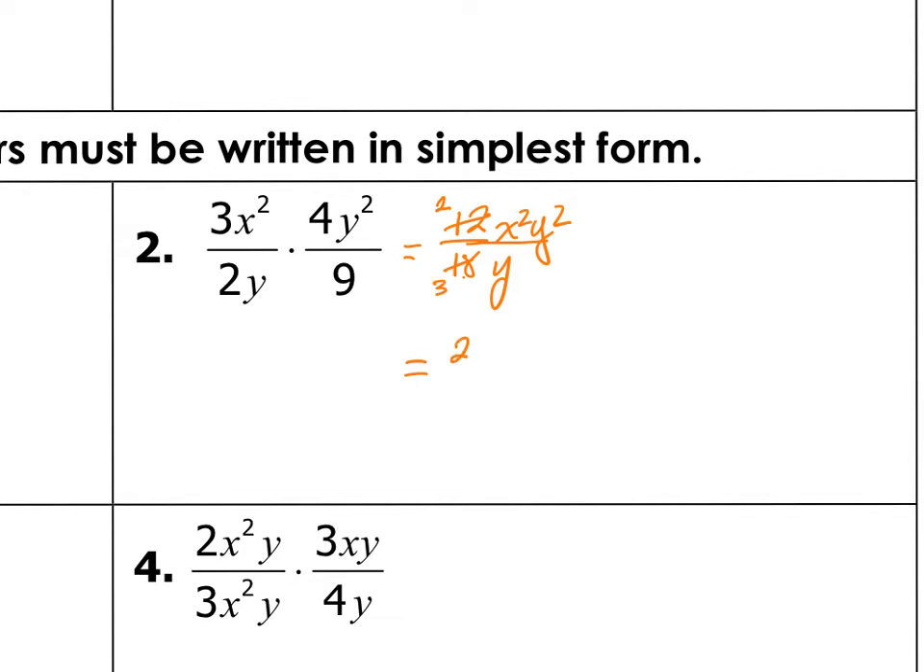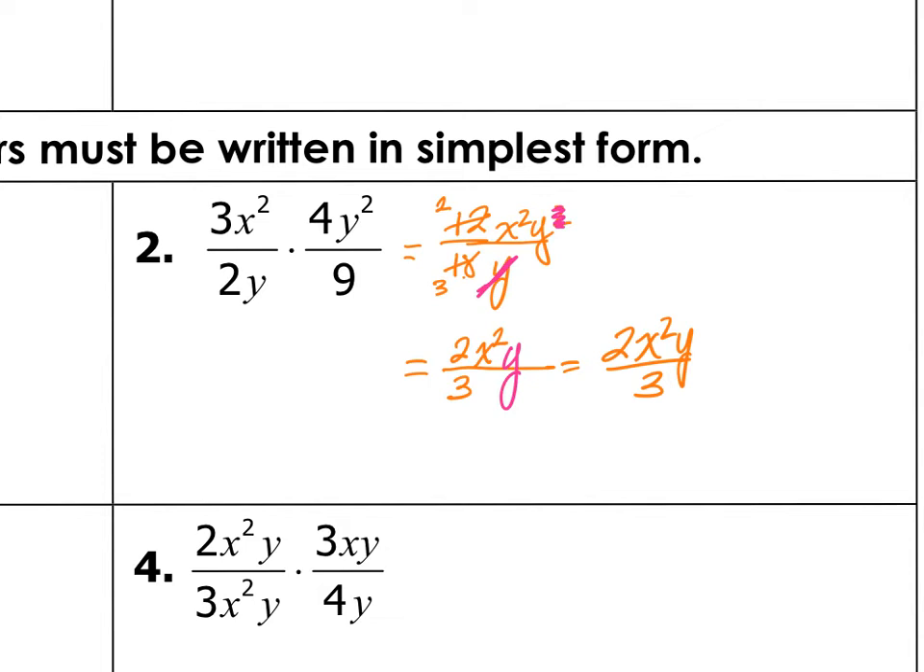So that means I have a 2 in my numerator and a 3 in my denominator. And then I don't have any x's at all in my denominator, so my x stays in the numerator. And then I have 1 y in my denominator, and I have 2 y's in my numerator, so that y is going to go away, and one of those y's up there is going to go away. So this should be my answer. My final answer should be 2x squared y over 3.